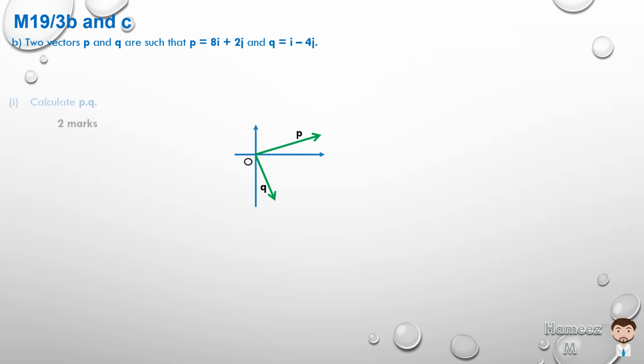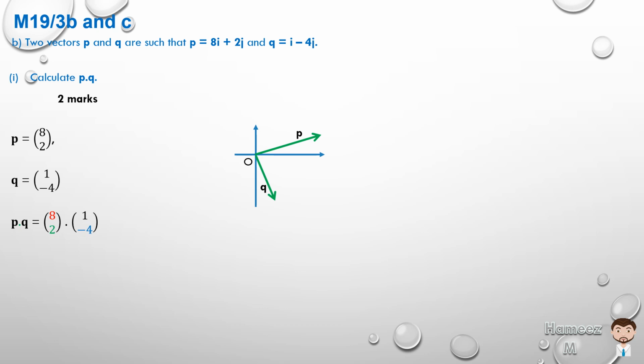Part 1. Calculate p dot q. So we know p is (8, 2), because it's 8i plus 2j, and q is (1, -4), because it's i minus 4j. So if we want to find p dot q, which is (8, 2) dot (1, -4), notice we have them in 4 different colors, so students can easily identify what's happening.